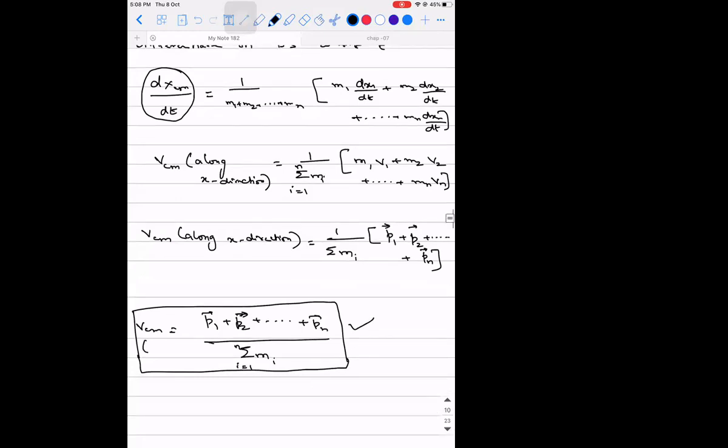So this is along the x direction, guys. Similarly, if it is along the y direction, I'll bring a small difference in this. Observe. I'll call it P1 along x, P2 along x, and Pn along x.